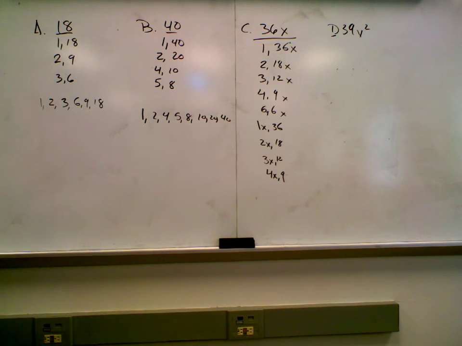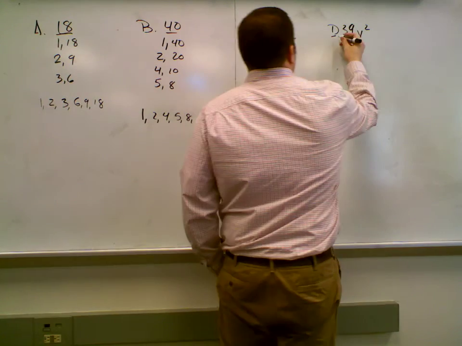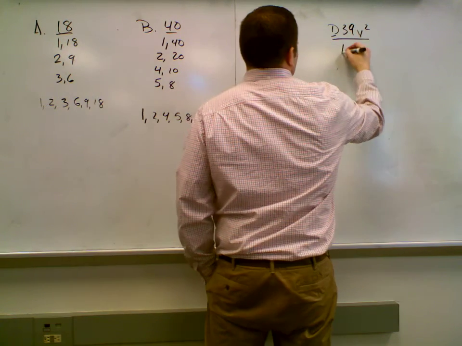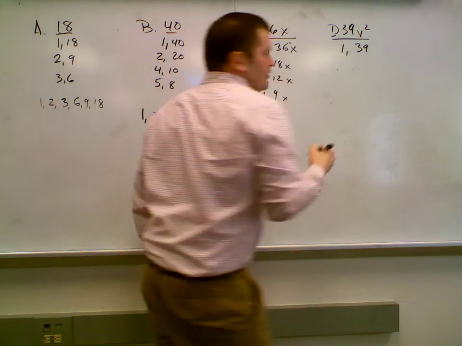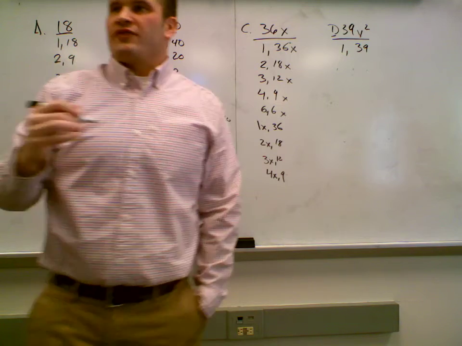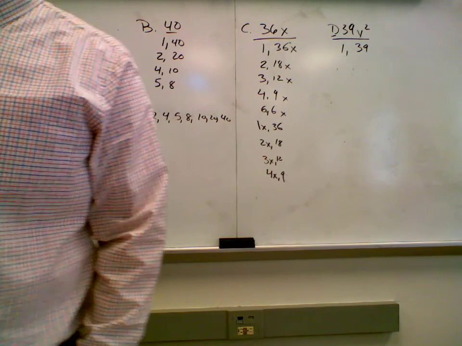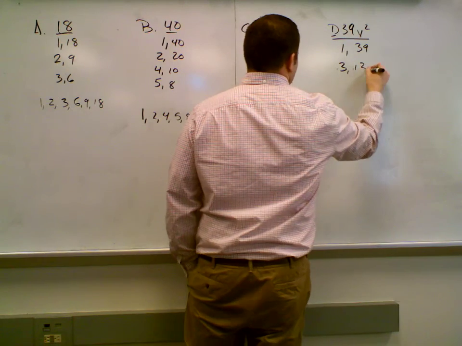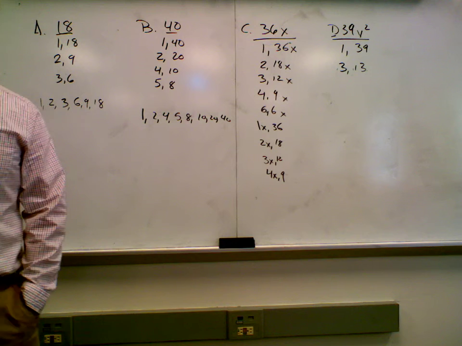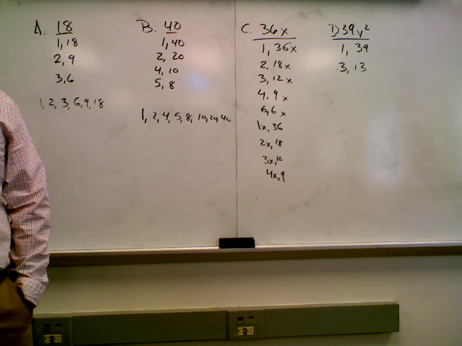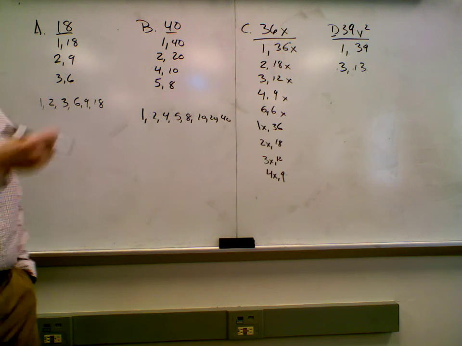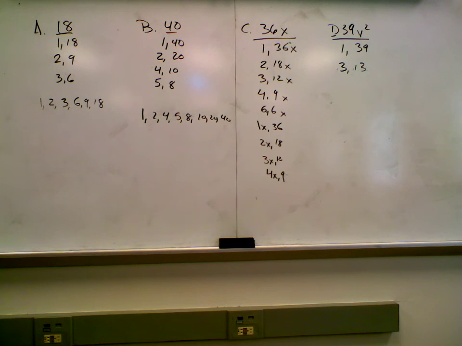What about 39y squared? It's just 1 and 39, right? What else is a factor of 39? 3 and 13, good. Anything else? Those are all of them. There are no more factors of 39 besides 1, 39, 3, and 13.